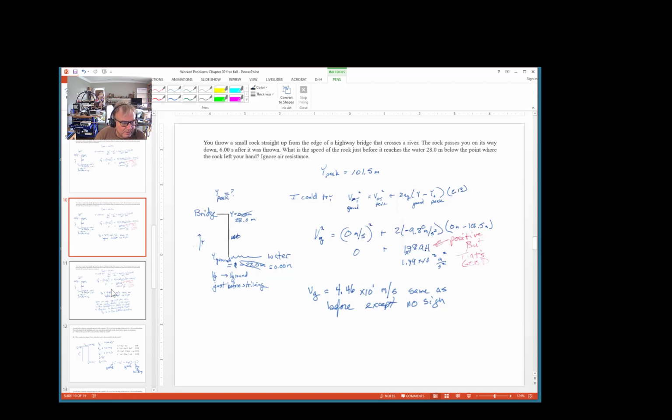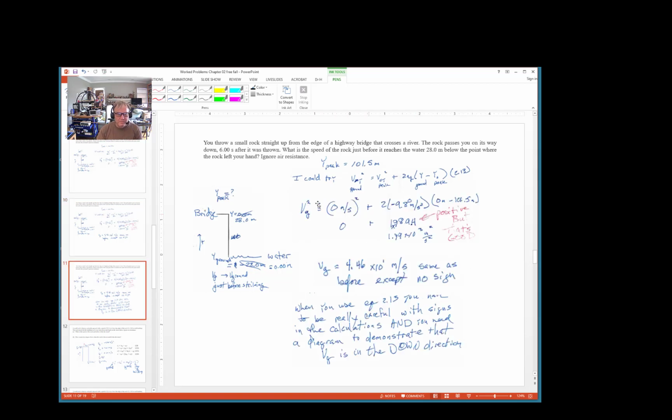The thing we have to keep in mind when we use equation 2.13 is that we don't have a sign anymore. So there are 2 things. You have to be really, really careful when you plug in the signs into any of these equations, but most especially this equation. And then you need the diagram so that you can tell the reader, the grader, or the people that it's in the downwards direction, or you could put a minus sign there.